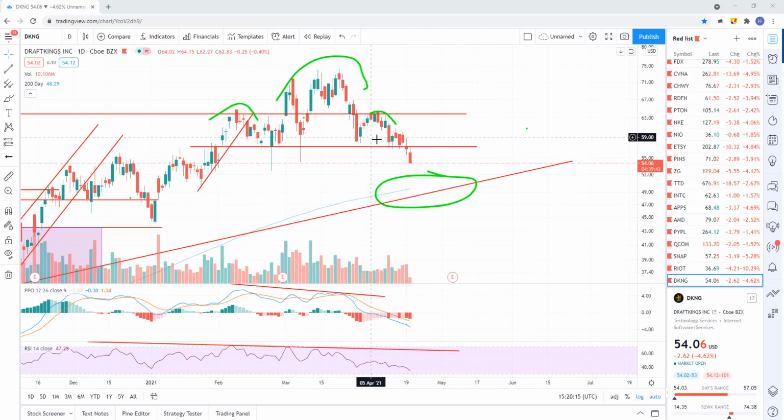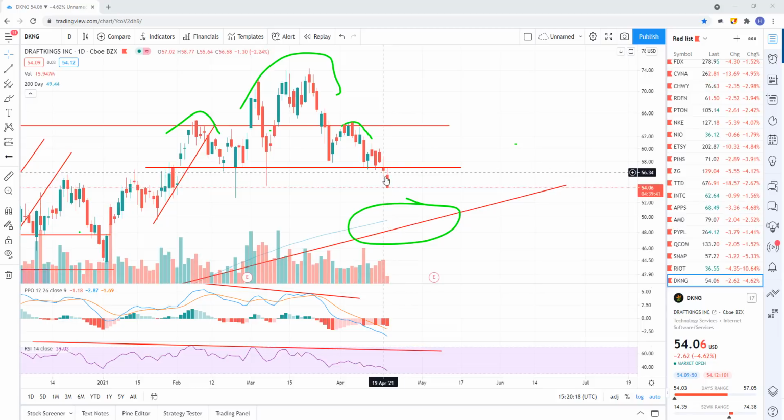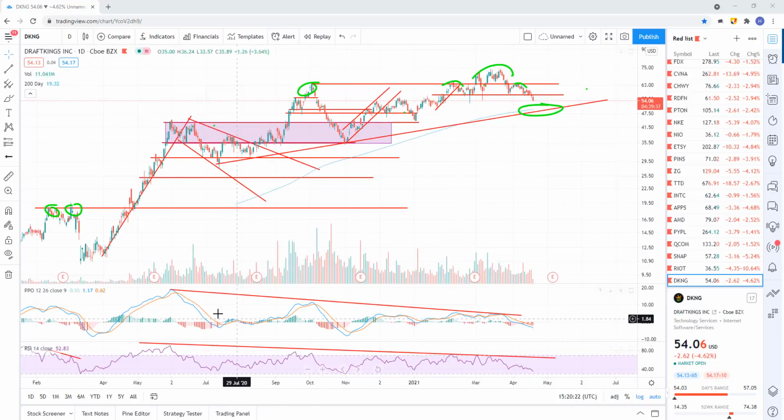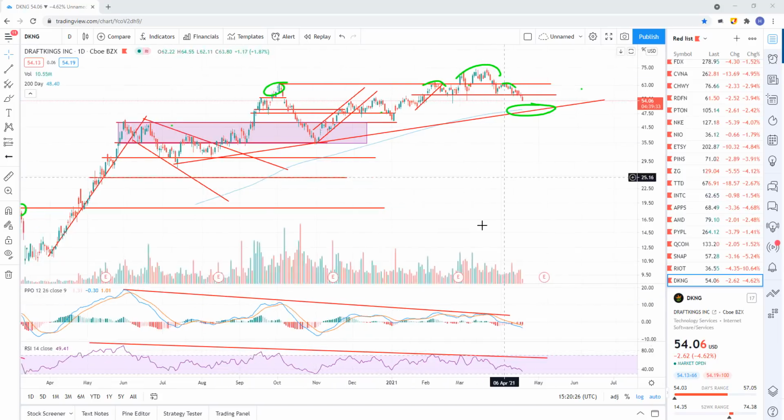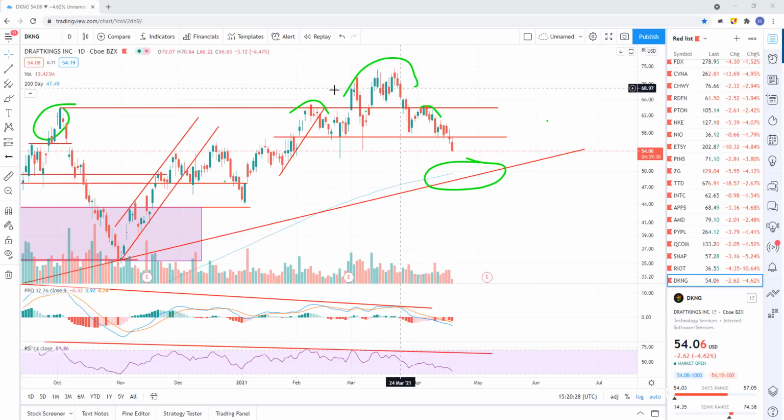DraftKings, you can see again, it's just heading right down towards my target down here at about $49. I've got it kind of circled. We're breaking down that support shelf and just heading lower. So that one's playing out as expected. Big negative divergence that's been intact, and it's a head and shoulders pattern as well. See the head and shoulders? There's the shoulder, there's your head, and we are breaking that neckline heading south.